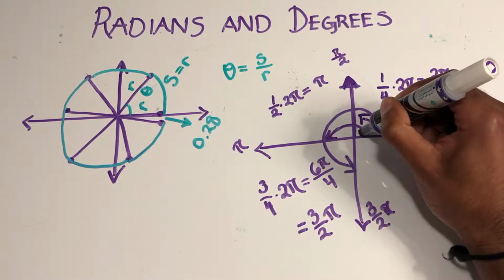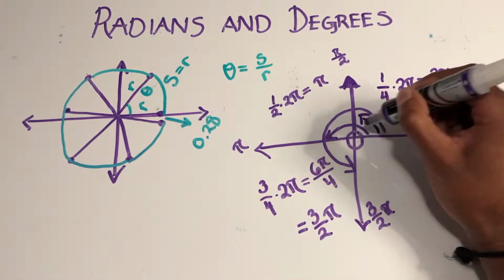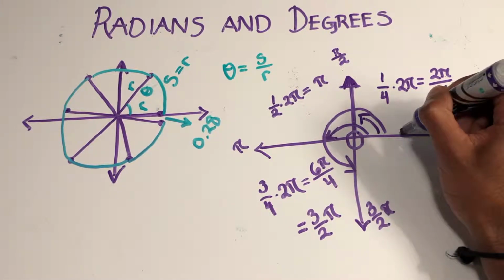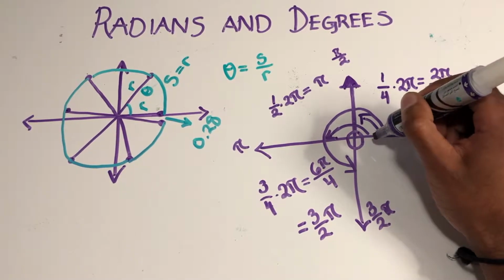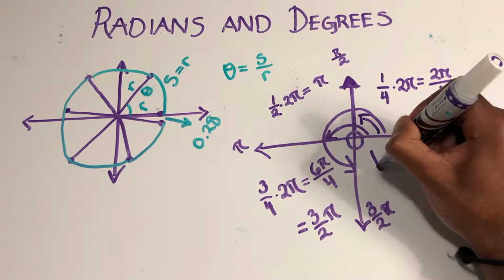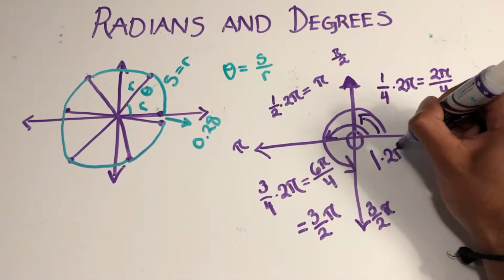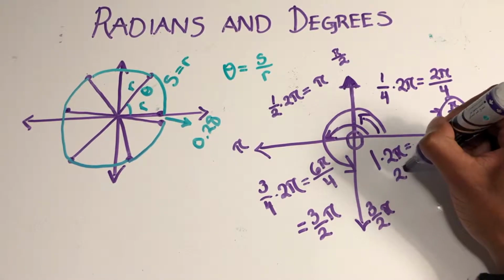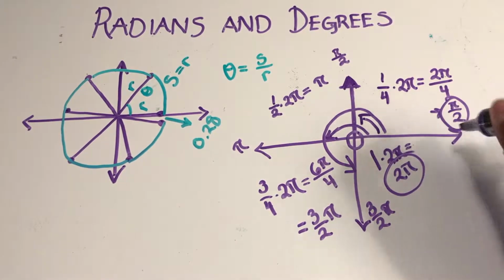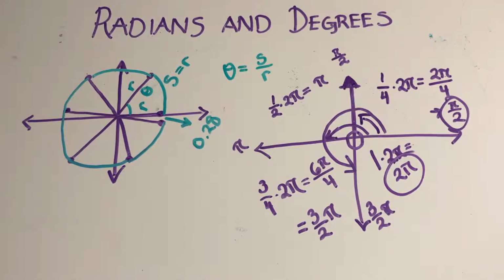Then if you go a full revolution, you're going to end up at 2 pi. So if we go 1 full revolution and multiply it by 2 pi, you are going to get 2 pi, which is where you actually started. Another concept I'd like to talk about is coterminal angles.